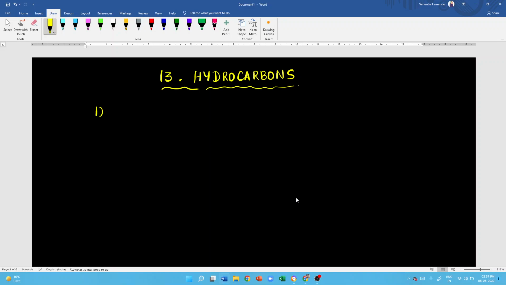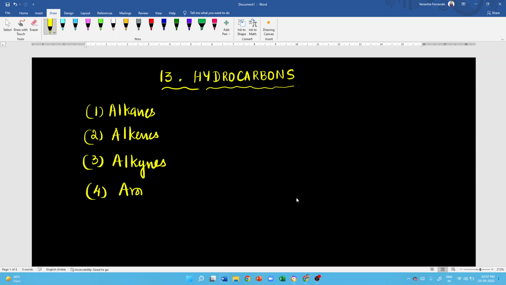The first one is alkanes. The second one is alkenes. The next one is alkynes. And the fourth one is aromatic hydrocarbons. Aromatic hydrocarbons, in the mono, it falls under the heading aliphatic hydrocarbons.